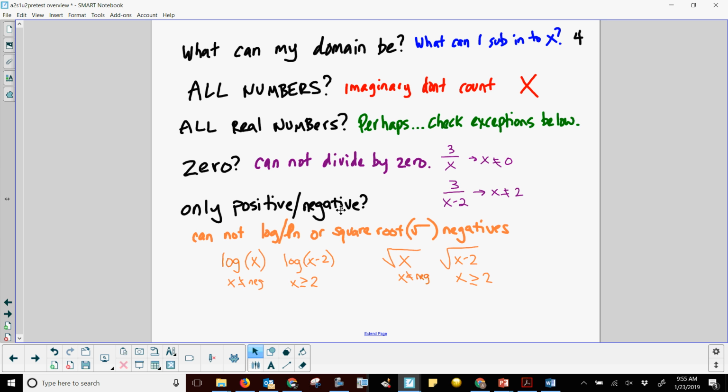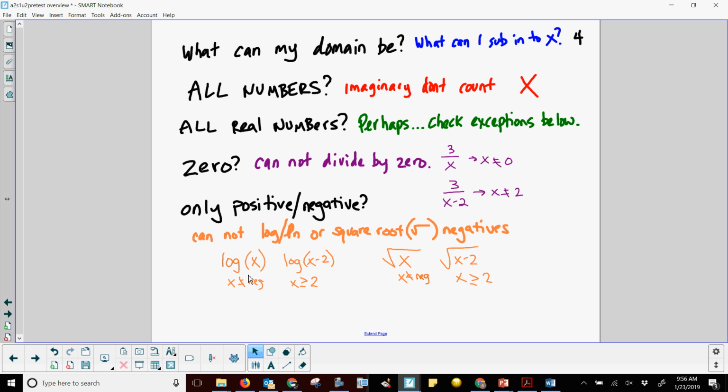Most positives are okay. Negatives, you got to be careful, because you cannot take the log of a negative number or a natural log. That's the ln, little curved L. So log and natural log are kind of the same. You cannot square root a negative number either.